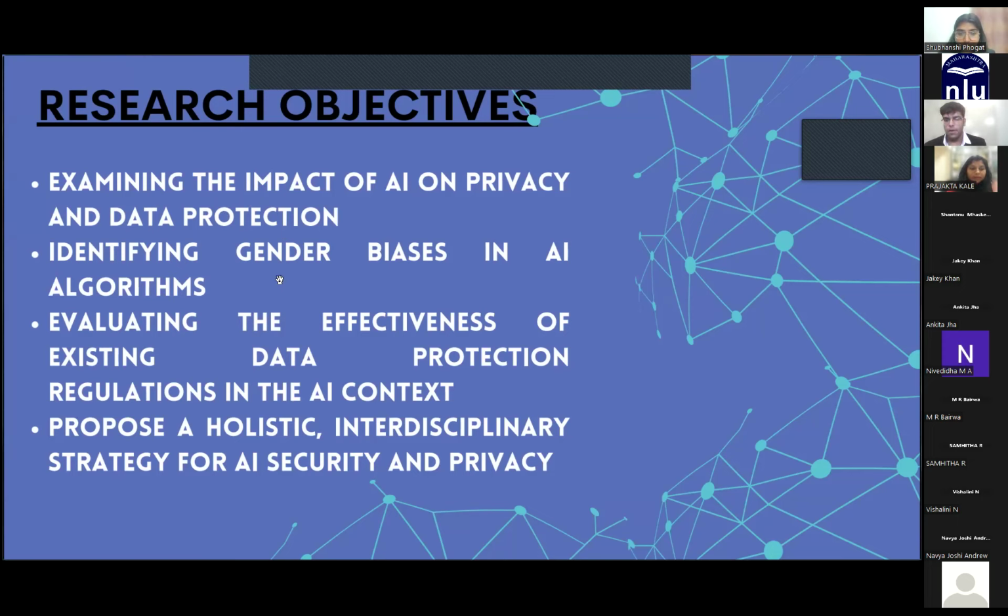Okay. Yeah. So moving on to the fourth objective, we have proposed a holistic interdisciplinary strategy for AI security and privacy. So the purpose of this objective was a balanced approach that leverages the benefits of AI while safeguarding individual privacy rights and data protection. So this research explores interdisciplinary strategies and encompasses technical, regulatory, and ethical and social dimensions, advocating for a paradigm shift.